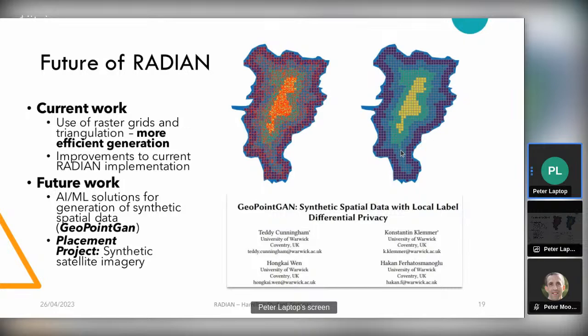And looking for some future work, we want to look at some AI and more machine learning oriented ways of generating these points. One of the big jumping off points for when we get back to this work in September is GeoPointGAN, which works with generating synthetic spatial data with local label differential privacy. My placement project has all been on generating synthetic satellite imagery with adversarial networks. So using that experience, now that I have a bit of background in GANs and how to use them, and seeing some examples of what could maybe be done in terms of generating points, that'll be the main direction of trying to throw AI and machine learning at the problem.